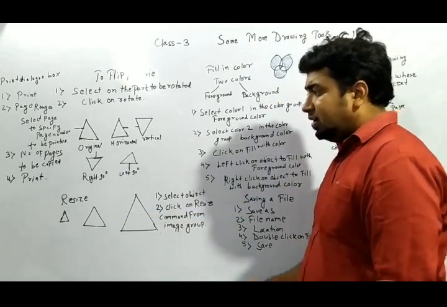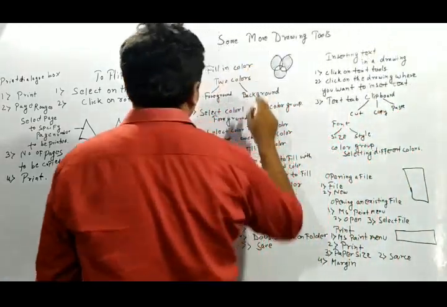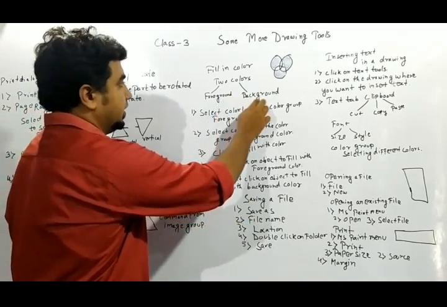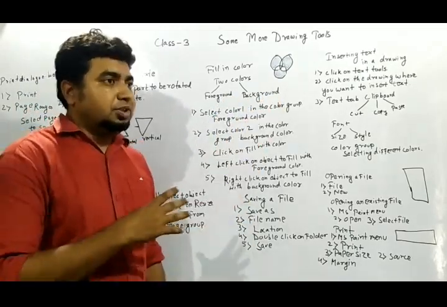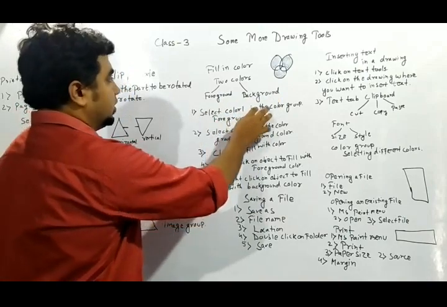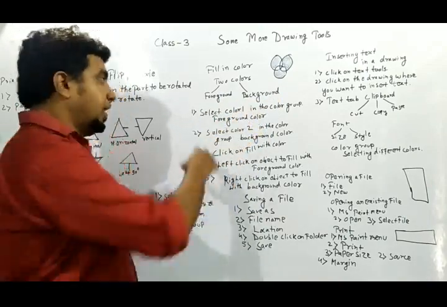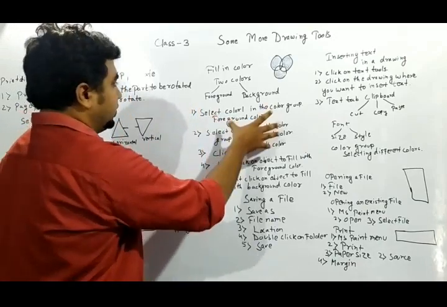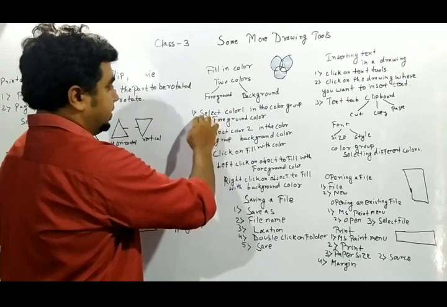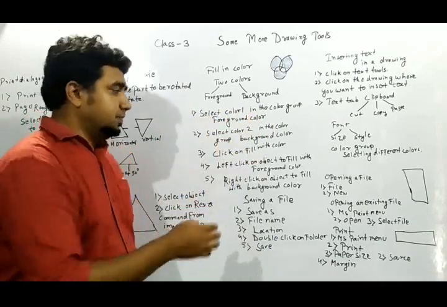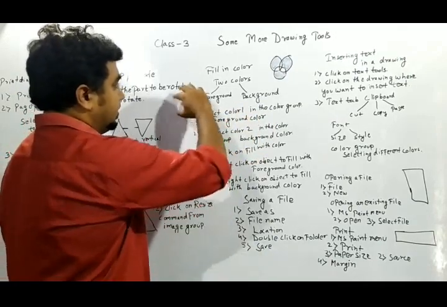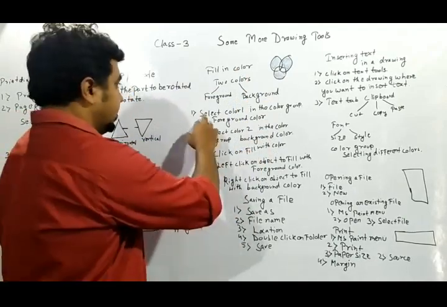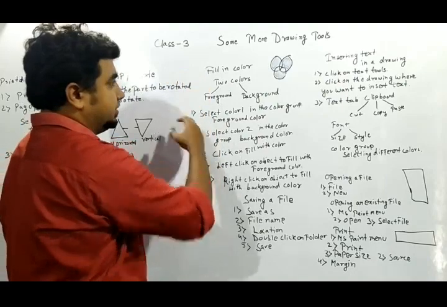Now I will be discussing fill in color. Fill in colors are basically of two kinds. One is foreground, another is background. This black color which is coming is the foreground color, and the background color is white color. I can give an example from here also: this board where I have written, I have written with which color text? Black color, and the background is of white color. So black color is foreground and white color is background.